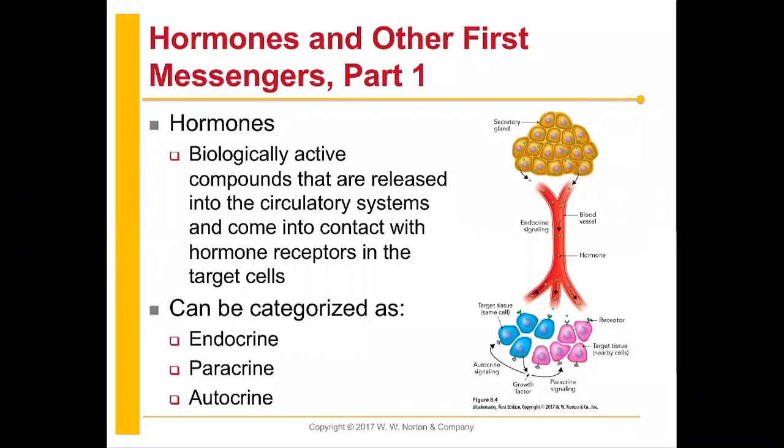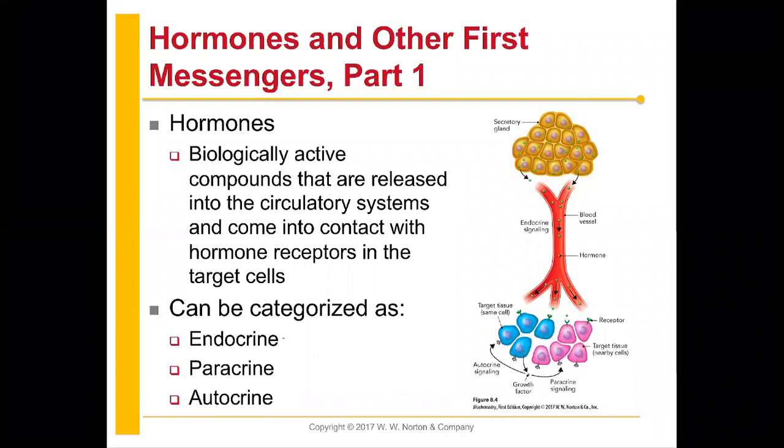So let's talk about some of these first messengers, these ligands, right? Hormones can be ligands, right? They're biologically active compounds that are made somewhere and then released into the circulatory system, and they go find their target cells and bind to the hormone receptors on those target cells. And when you look at them, we categorize them in 3 different ways. They can be endocrine, paracrine, and autocrine.